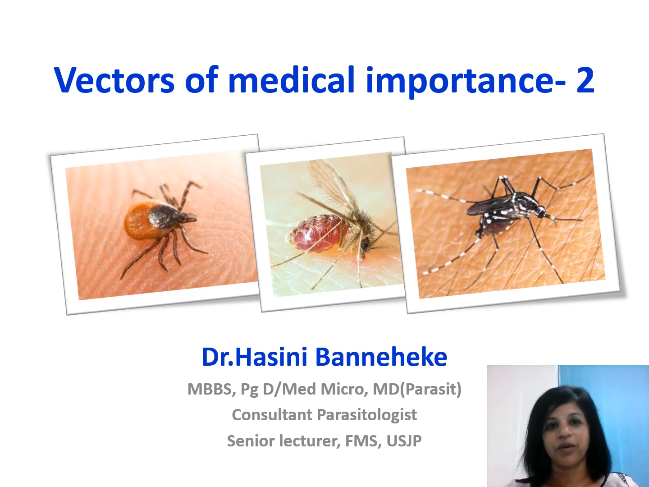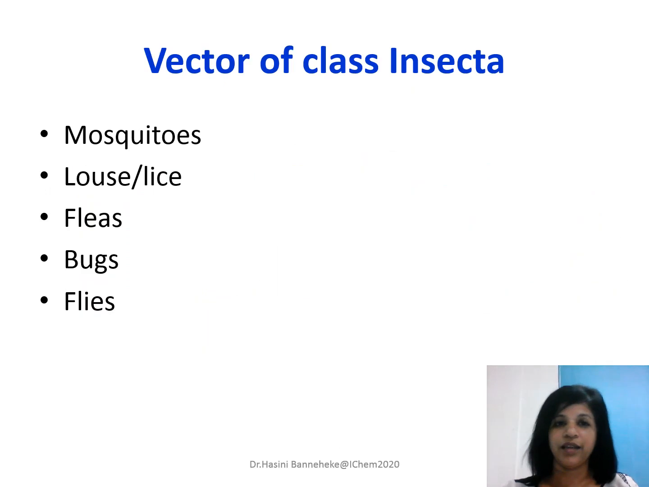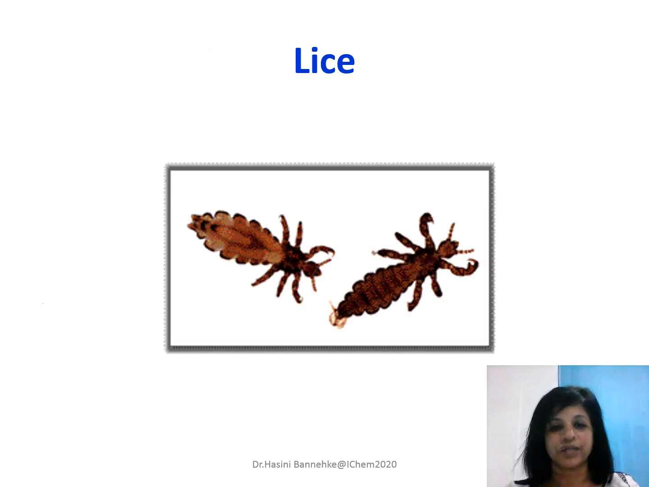We are going to talk about vectors of medical importance. In that, we are going to talk about the class insecta. Now, this class insecta has various vectors transmitting diseases to humans, and among them mosquitoes, lice, fleas, bugs and flies are there. Of those, we will talk about lice, fleas, bugs, and flies today. So, let's get started with lice.